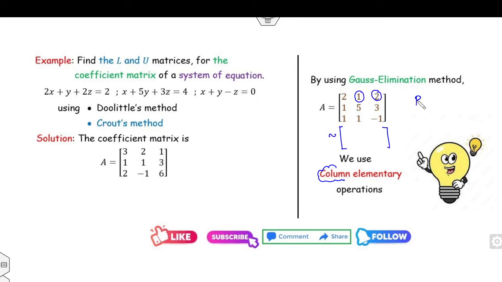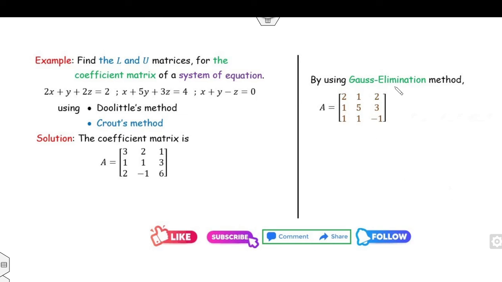Then instead of using R2 minus something, I will use the column operations because I am using the Crout method. So what is the first operation for that? You can see my target is to make this number a 0. So I can write the first column as such. Fine. So the operations are C2 minus something of C1, C3 minus something of C1.